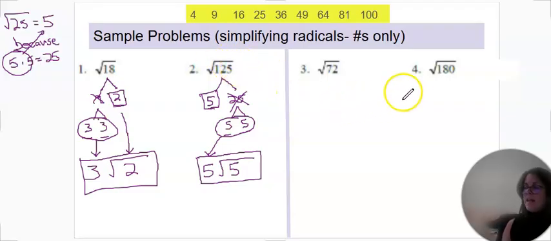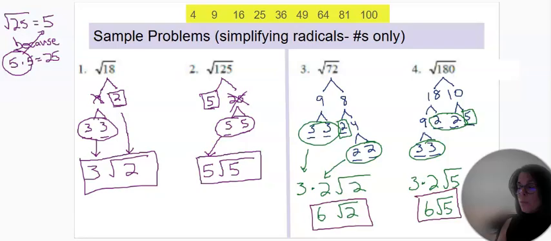I want you to try the next couple on your own. I get it. It takes some practice. Give it a shot. Pause the video, try them, and then come back and check your work. All right, check your work.